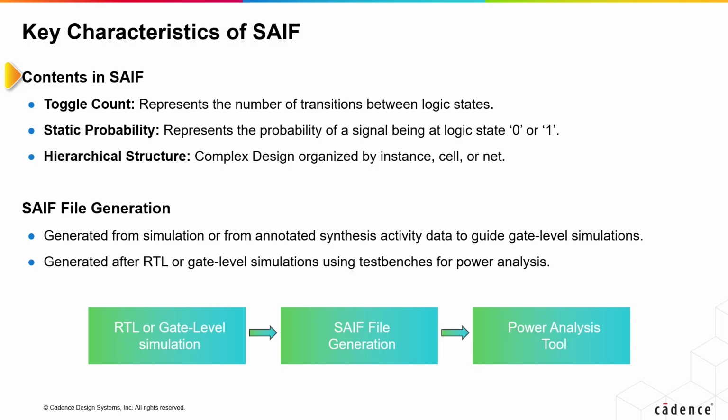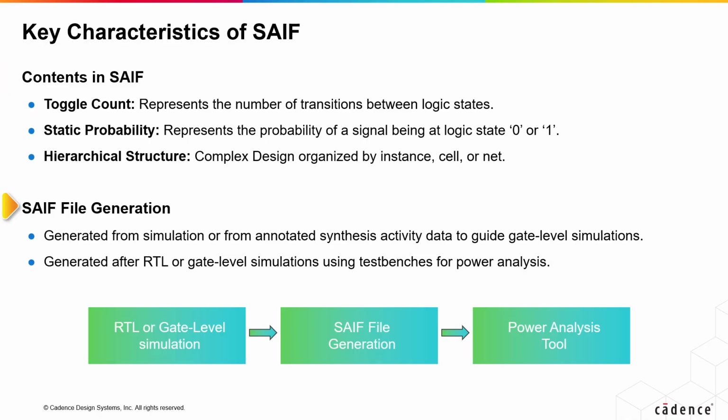Static probability is equally important because it shows how long a signal stays at a steady logic level. This helps power estimation tools identify leakage power contributions and understand signal biasing within the design. The hierarchical structure in Switching Activity Interchange Format files allows power analysis at various levels, from the top-level architecture down to individual submodules or nets, which is crucial for detecting localized power hotspots and implementing targeted optimizations.